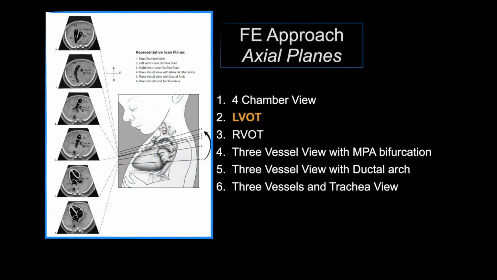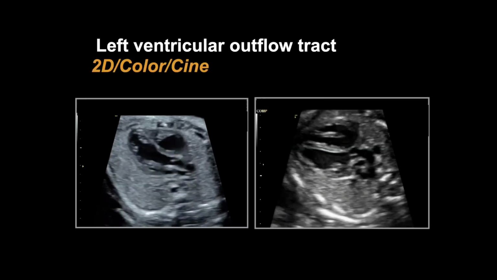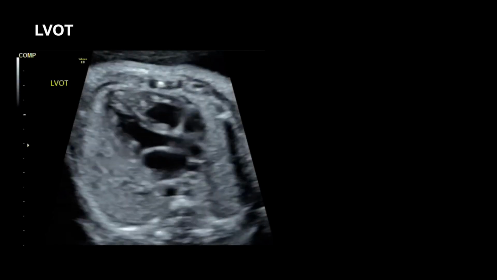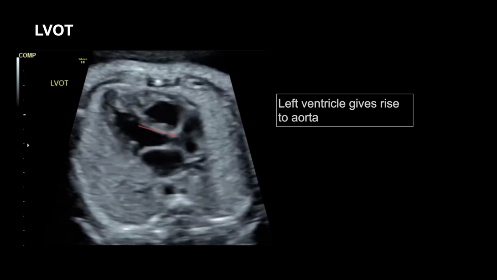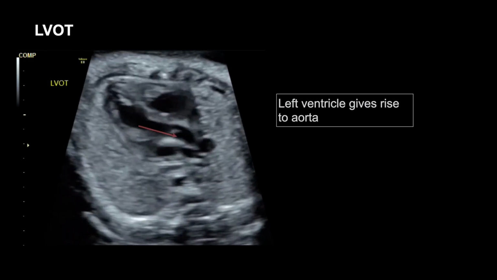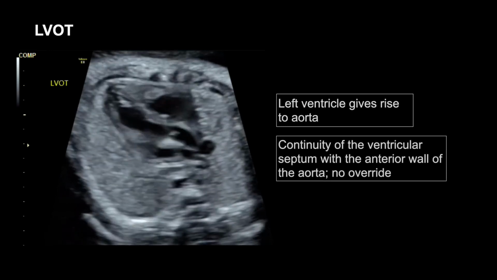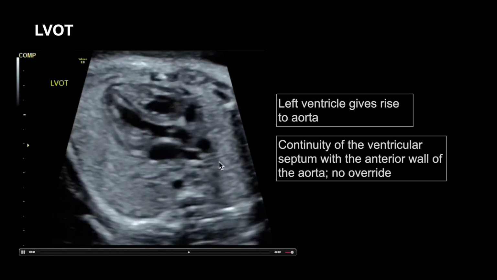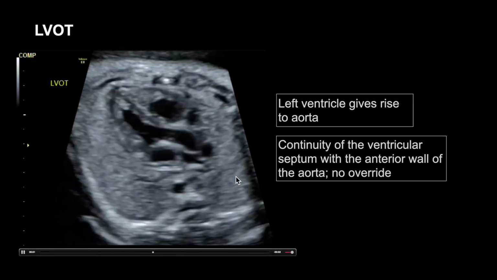So next, let's move into our left outflow tract plane. Okay, so left outflow tract needs to be documented with 2D color and cine clip as well. And things to look for in this plane, as you're looking at the left outflow tract, make sure that the left ventricle gives rise to the aorta. Sounds simple enough, but not always. You're going to be looking at the continuity of the ventricular septum with this anterior aortic wall to make sure that there's no override or large VSD there.